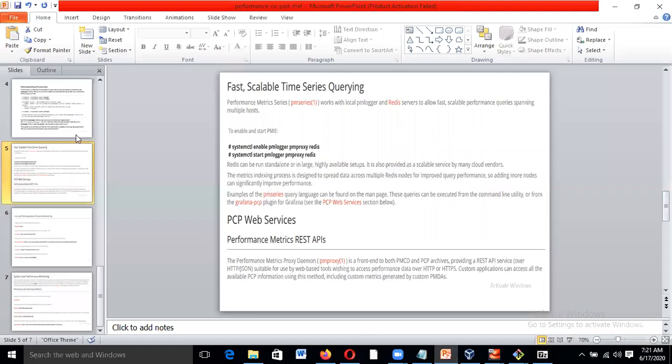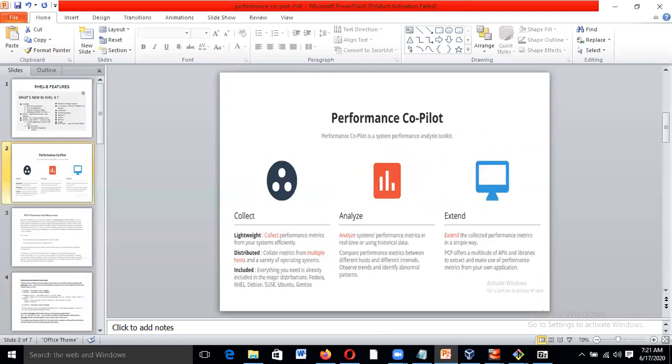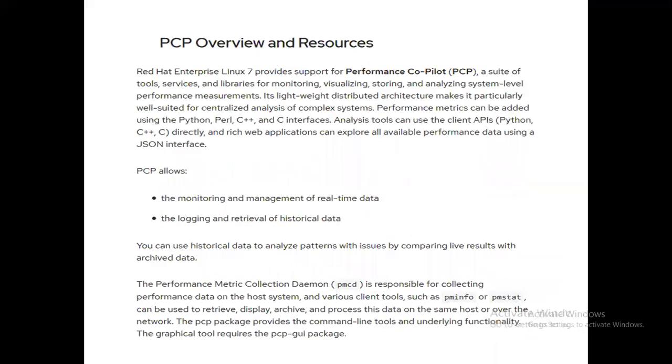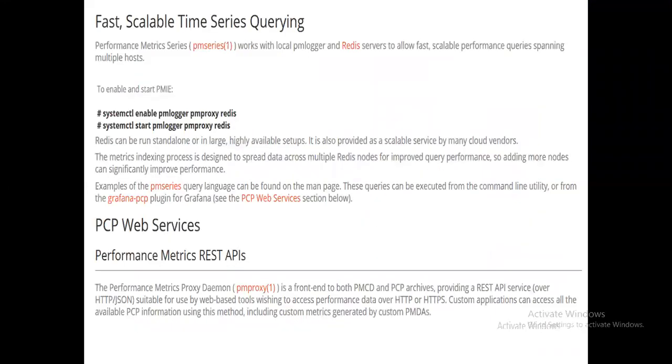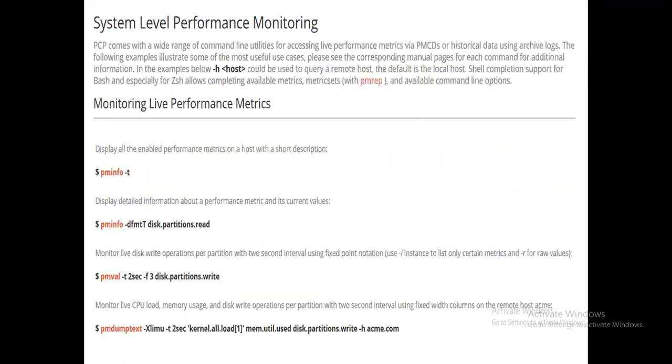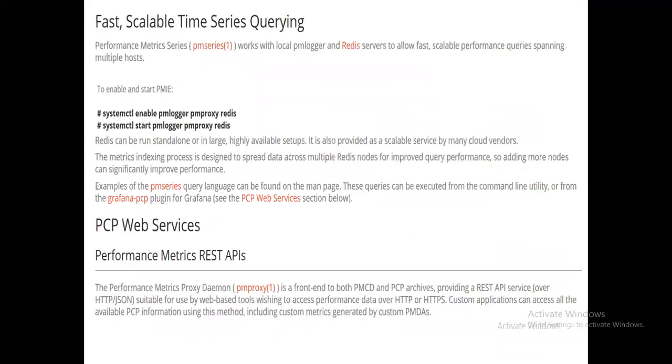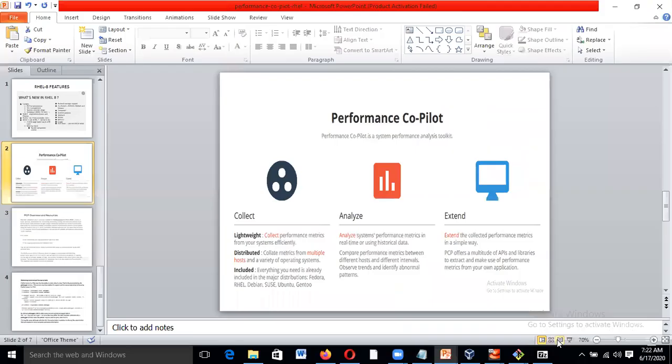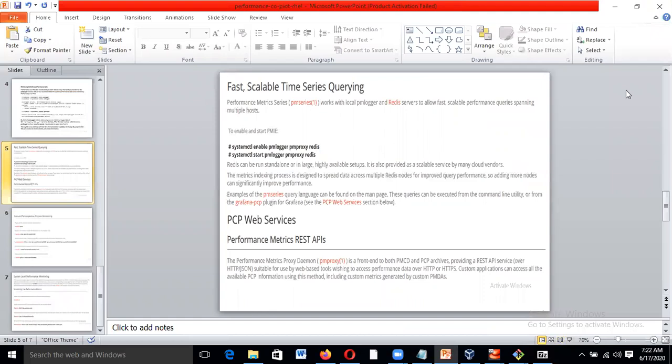I hope this session is useful because we discussed a lot of information about Performance Co-Pilot and cockpit over here. We discussed how it is reliable, and that we can do time series querying. I have already shown retrospective process monitoring, how we can do it using the PM info and PM val commands. You can go through the live performance metrics, how we can do that. So these are the main things. I hope this session is useful for everyone. Right now I'm closing this session. Thanks for watching.